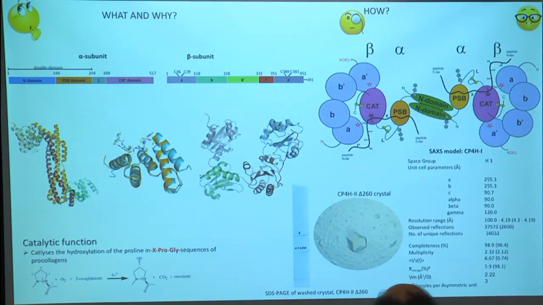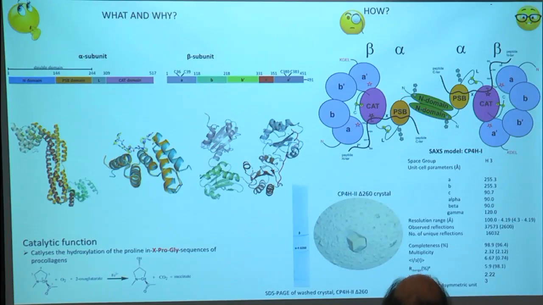There are 3 forms of CP4H, isoforms 1, 2, and 3. Till today, the crystal structure for the N domain and the PSP domain, and also the full-length beta subunit, has been solved. But there is no crystal structure for the cat domain and the whole full-length CP4H. However, we have currently solved a low resolution structure for the full-length CP4H with the help of SAXS, and this is the current working model for full-length CP4H.